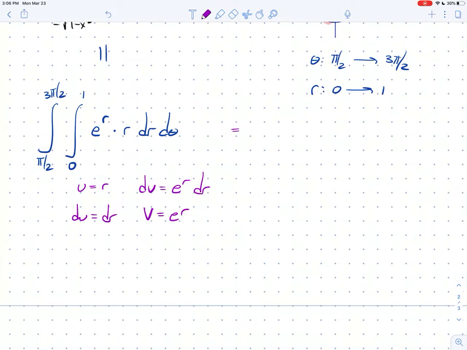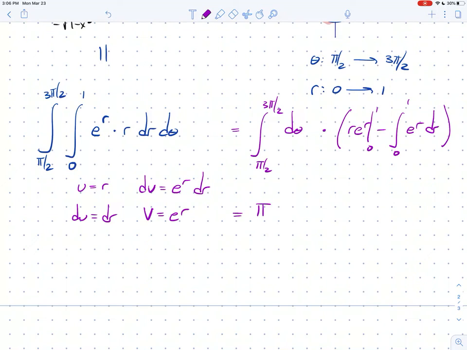So this is going to be the integral of pi halves to 3 pi halves d theta times the integral that we're interested in, and that becomes uv, so r e to the r, minus the integral from 0 to 1. I've got to evaluate everything from 0 to 1. Integral 0 to 1 of v du, so just e to the r dr. All right, well, let's see. This integral is just going to be theta, and then evaluate. So 3 pi halves minus pi halves is 2 pi halves. I get just a pi.